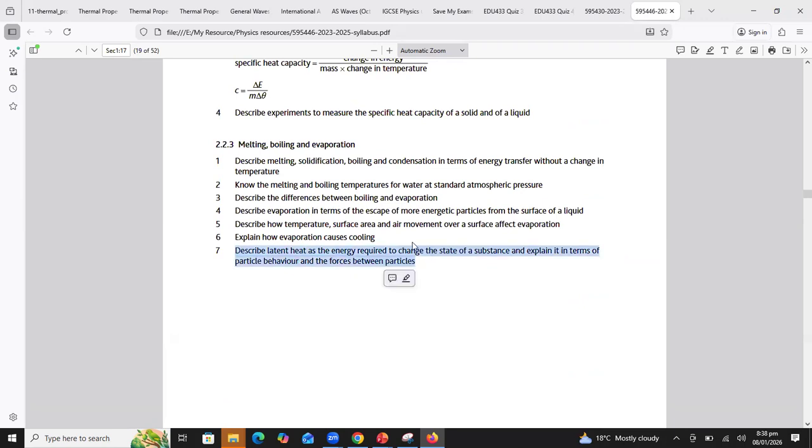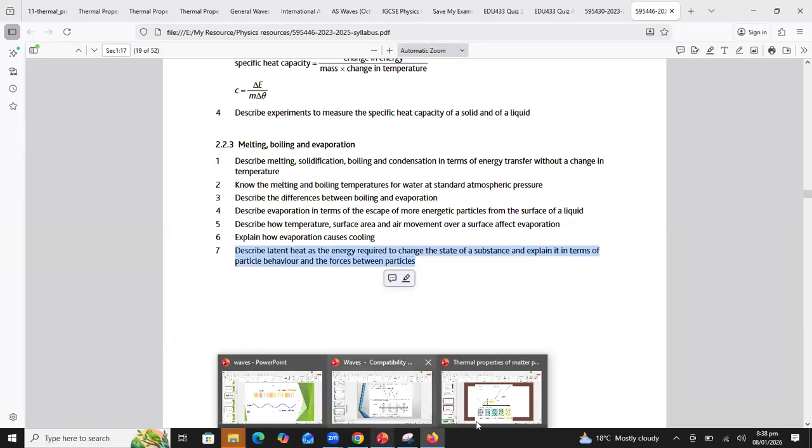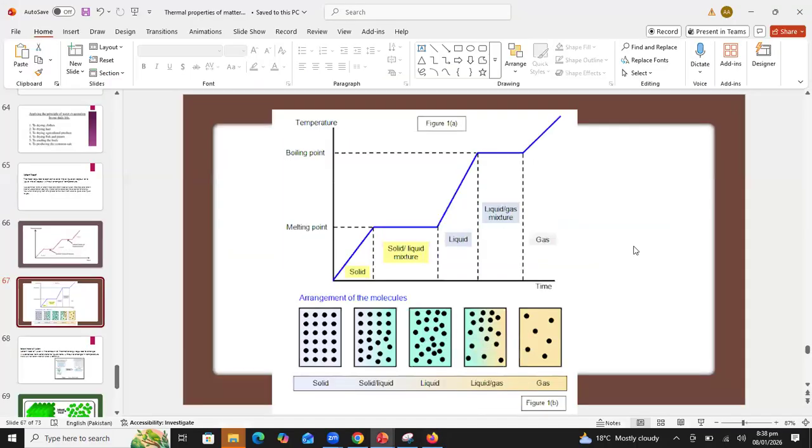I read that point, so that's why I'm discussing latent heat as the energy required to change the state of a substance. You just have to memorize the definition. Definition is a part of your syllabus, but not the formula and calculation. So what is latent heat? Latent heat is the energy absorbed during the change of state.